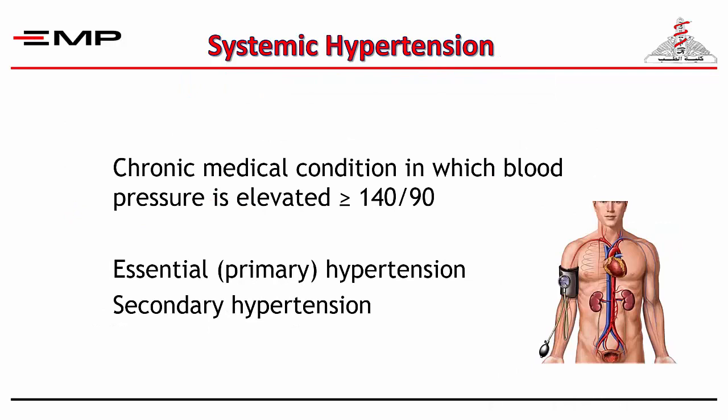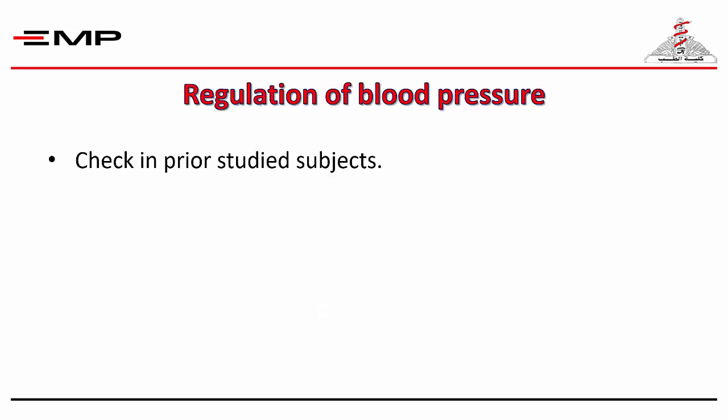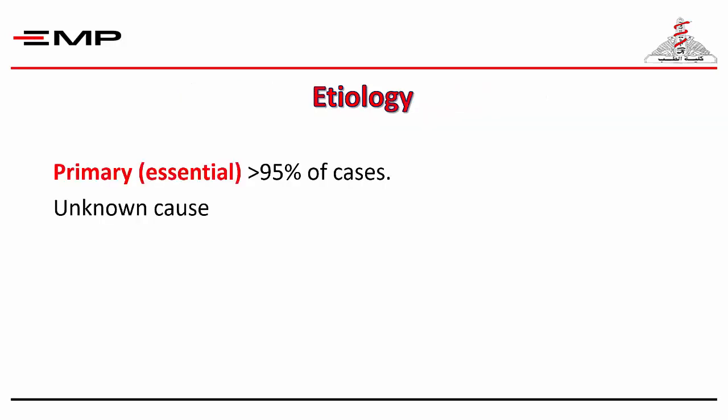Systemic hypertension, systemic arterial hypertension, is a chronic medical condition in which blood pressure is elevated to more than or equal to 140/90. It can be differentiated into two main types according to etiology: essential or primary hypertension and secondary hypertension. You need to check the regulation of blood pressure in your previously studied subjects.